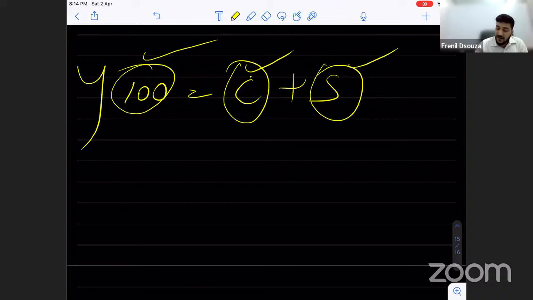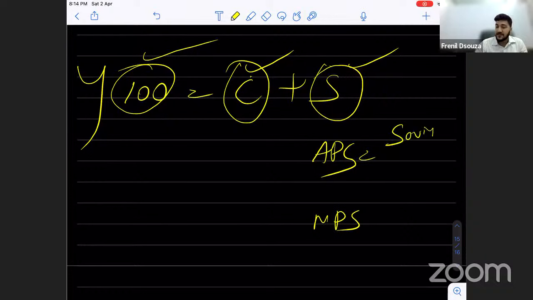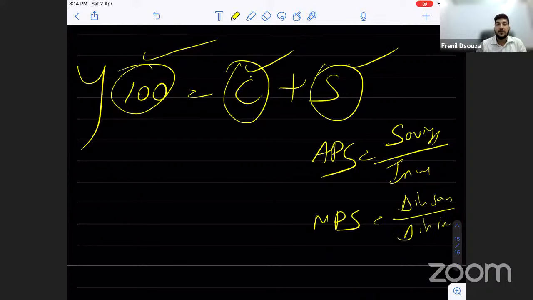And for saving also there is APS, average propensity to save, and there is MPS, that is marginal propensity to save. What is the formula? Here it is total savings divided by total income, and here it is change in savings divided by change in income. So that is how you calculate the APC, MPC and APS, MPS.